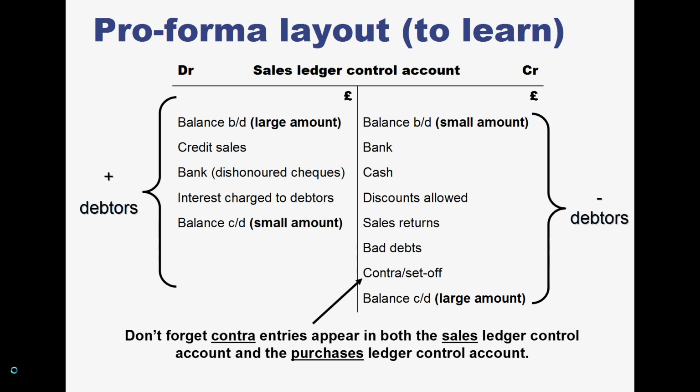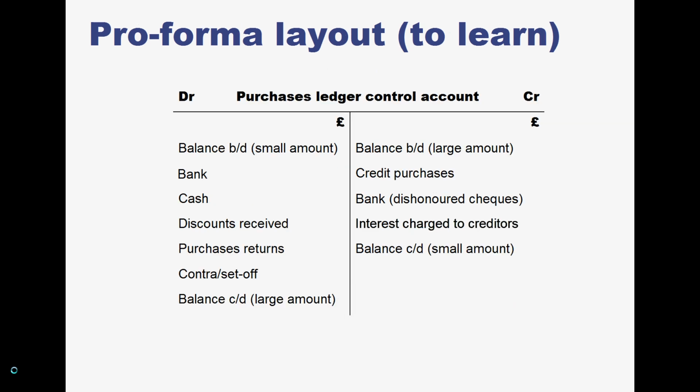Let's look at the next one. Let's look at the purchase ledger control account. So again, let's look at what this is about. This is the purchase ledger control account. Purchasing is purely about buying on credit, whereas the sales ledger is purely about selling on credit.